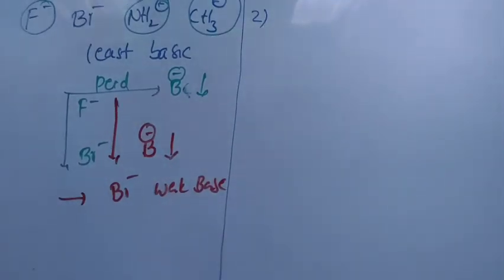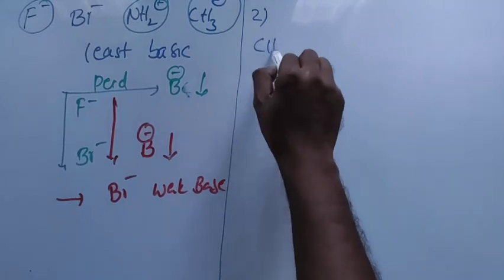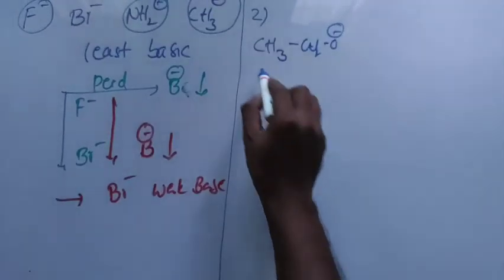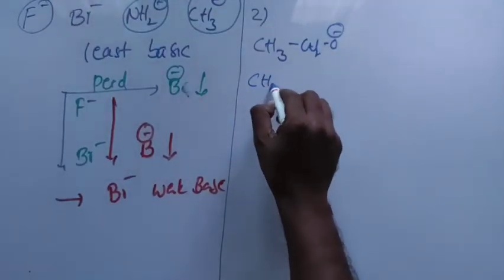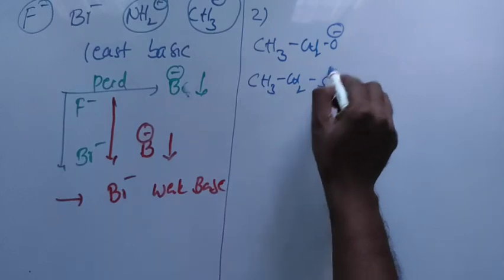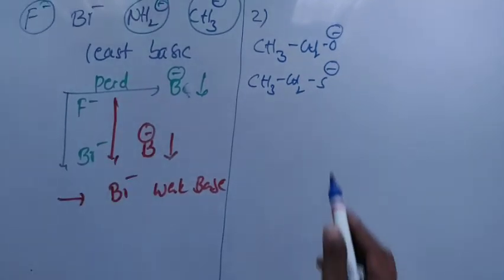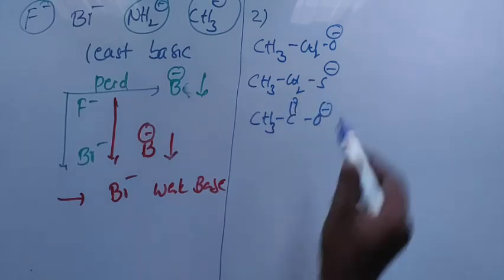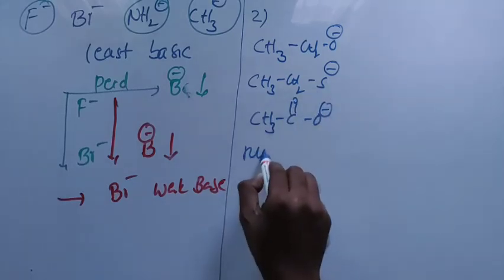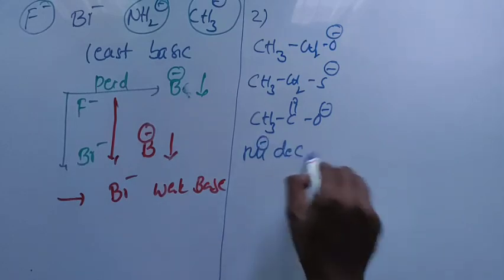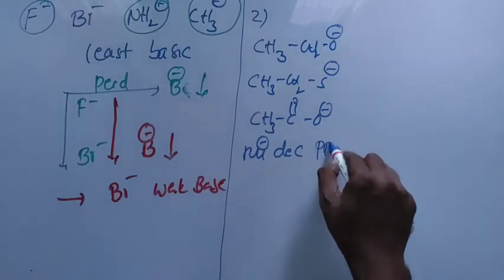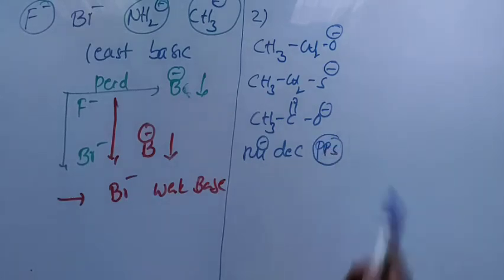So now come to the second question. In this second question, they had given you ethoxide ion, CH3CH2O minus, and they had given you sulfide, and lastly they had given you carboxylate ion. And the question is, they asked nucleophilicity decreasing order. Look at the solvent, it is polar protic solvent.